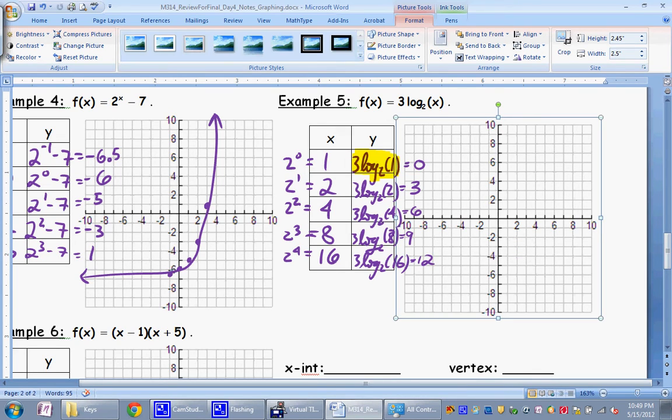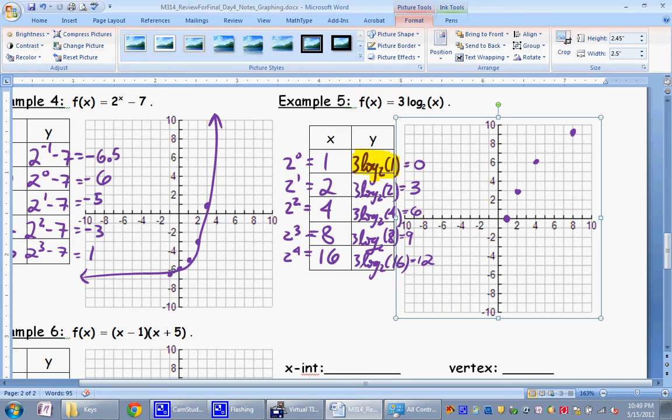But anyway, we could put our first point, 1, 0 on the graph. 2, 3 can go on the graph. 4, 6. And then it looks to me like 8, 9 is the last point that we figured out that fits onto the graph.